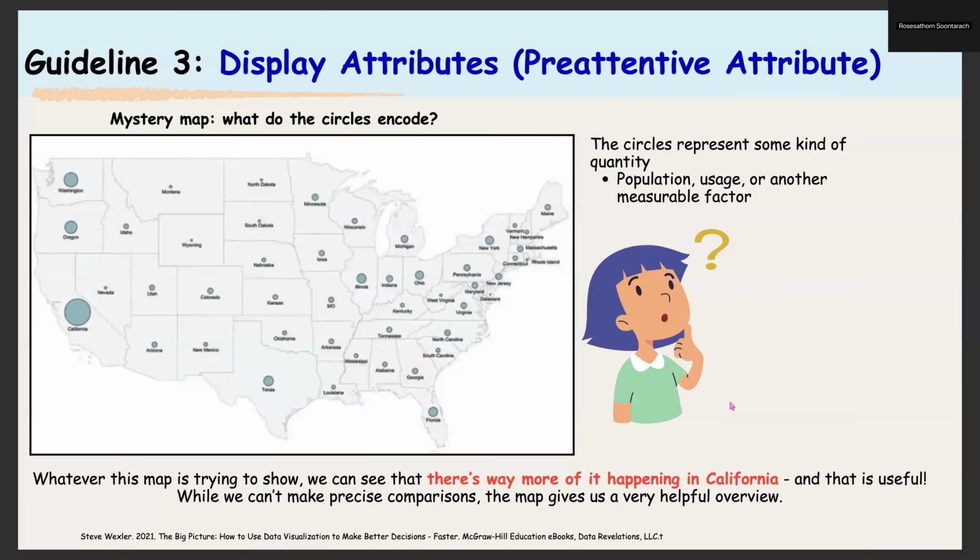So maybe this is the better one. So this is a mystery map. What do the circles encode? The circles represent some kind of quantity, such as population, usage, or another measurable factor. Whatever this map is trying to show, we can see that there is way more happening in California, and that is useful. While we can't make precise comparisons, the map can give us a very helpful overview.